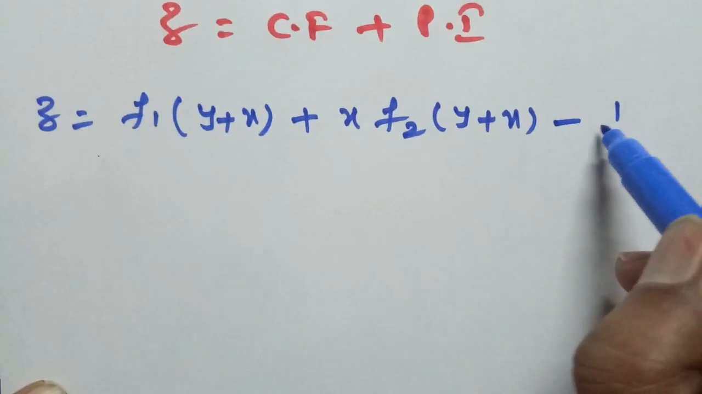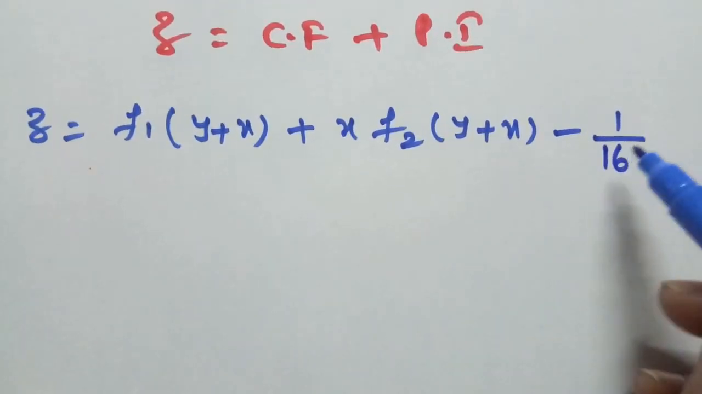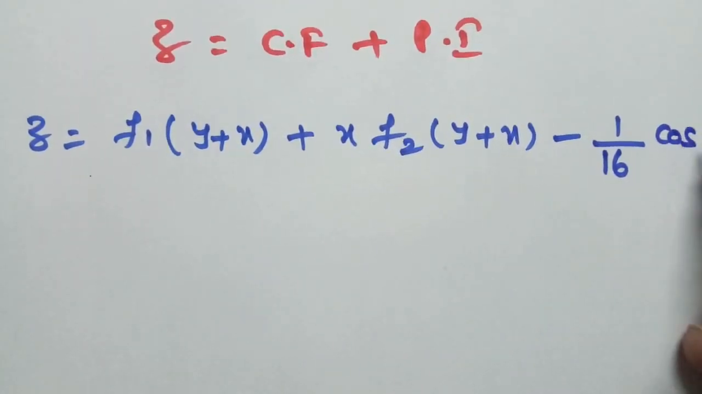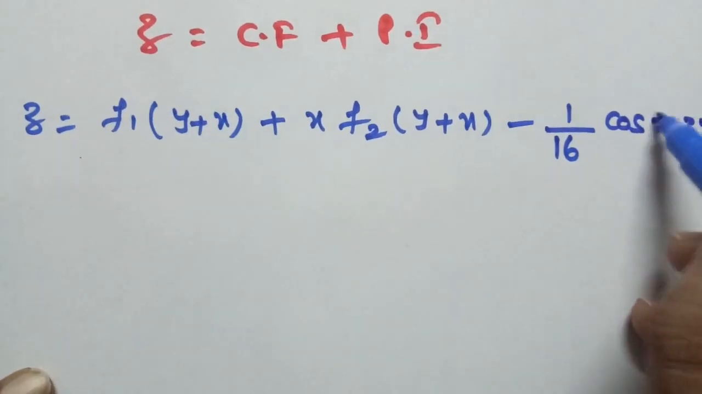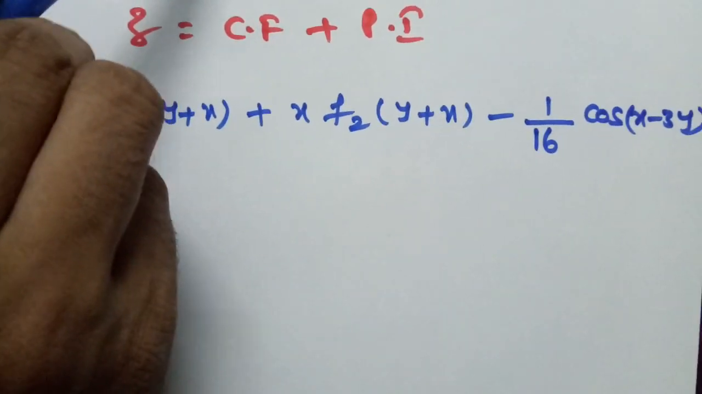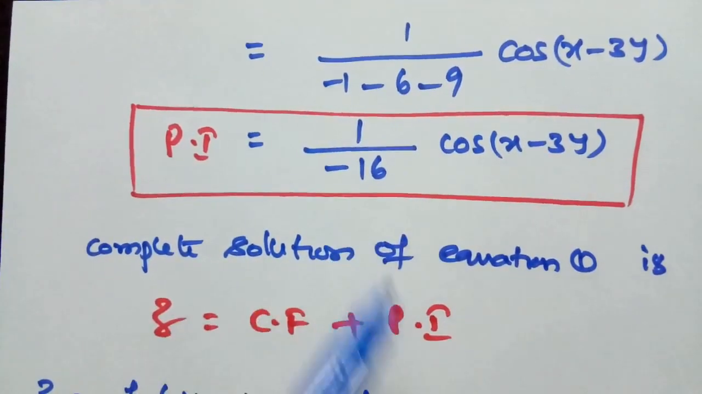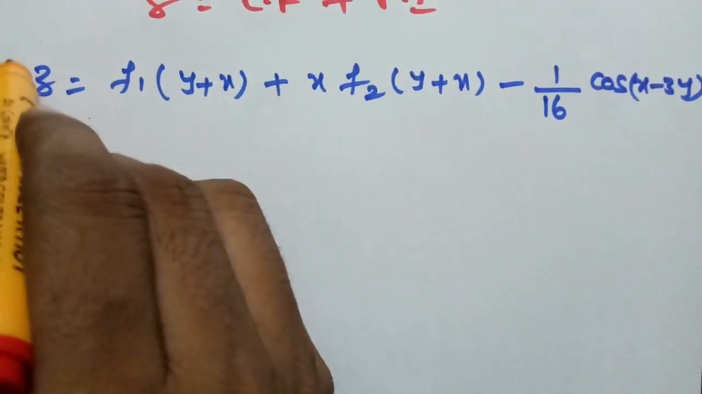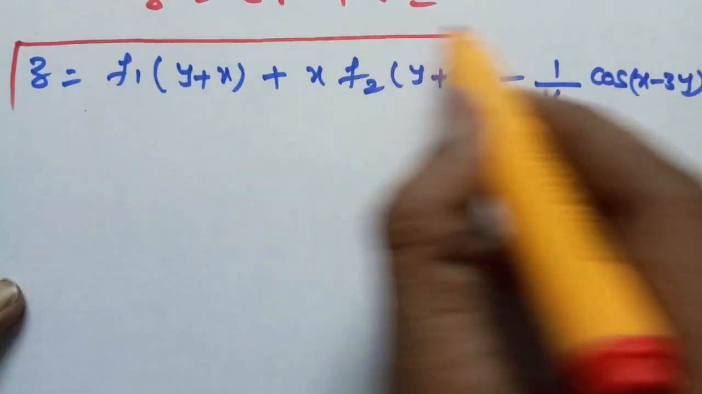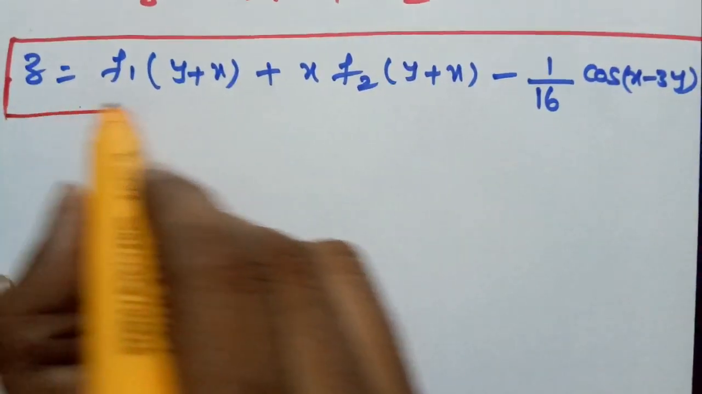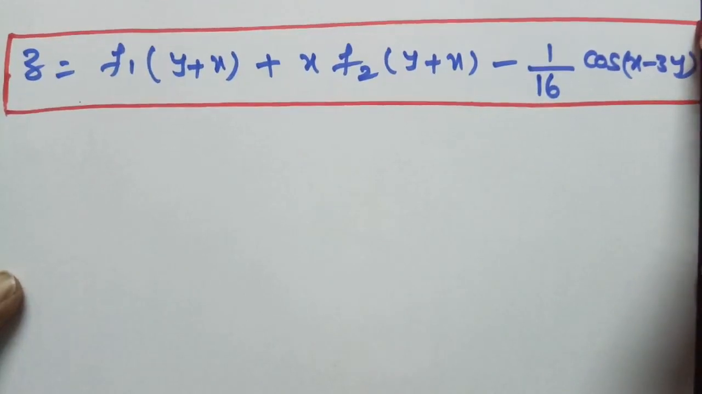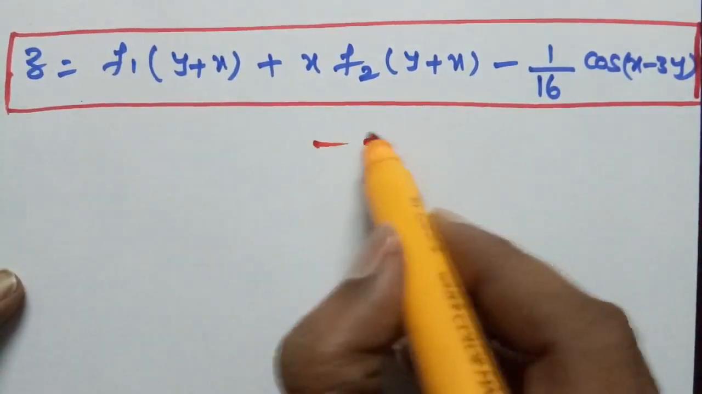Minus particular integral, 1 by minus 16 into cos of x minus 3y. Therefore, which is the required complete solution of the given equation.